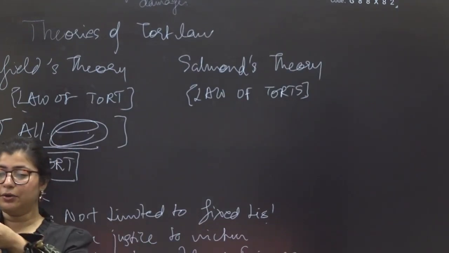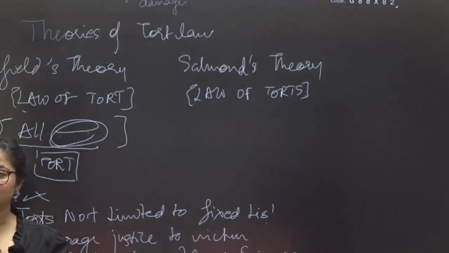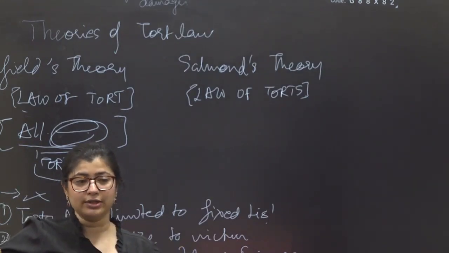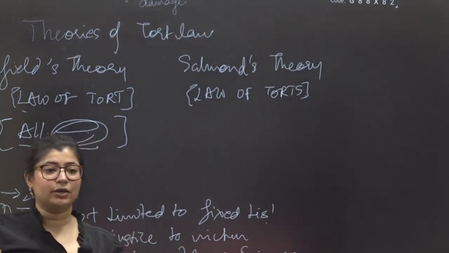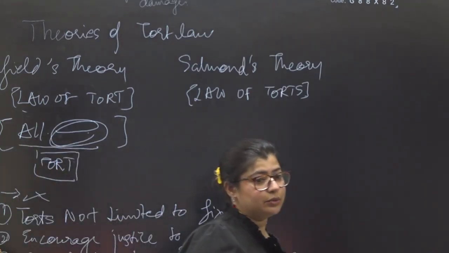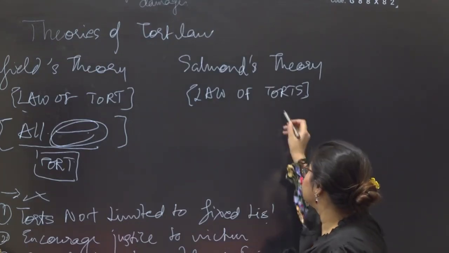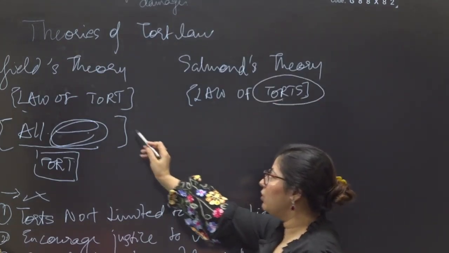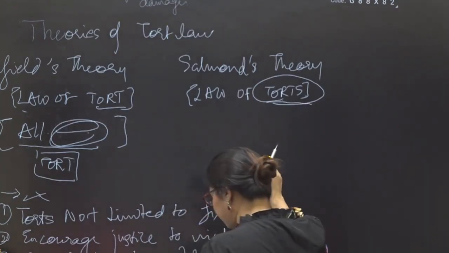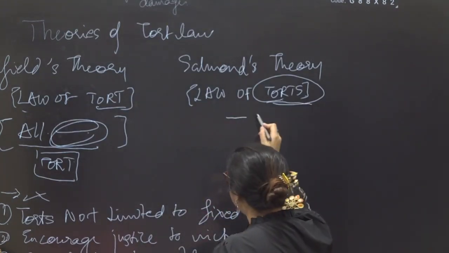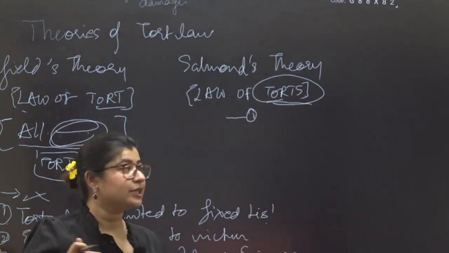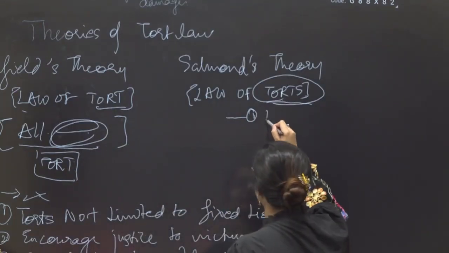Salmond says torts are only those wrongs specifically recognized by law. Salmond is saying that only those wrongs that are specifically recognized by law, where the law has said that this is a law, only those wrongs are included in the law of torts. That's why we say law of tort here, and here we say law of torts. Now Salmond argues that law should not be open-ended. Why? Because there should be legal certainty.